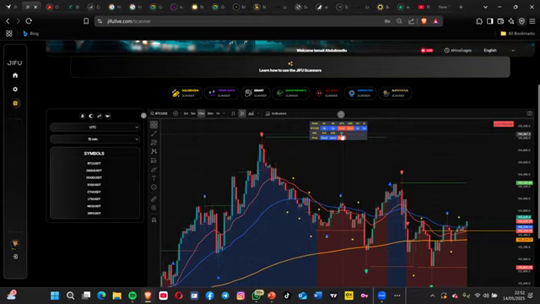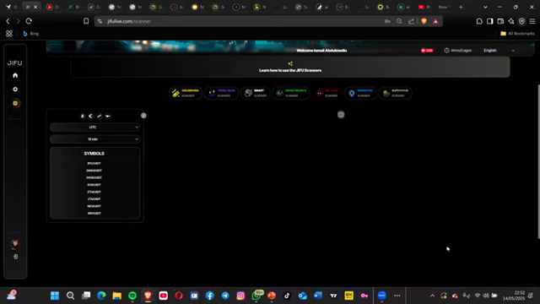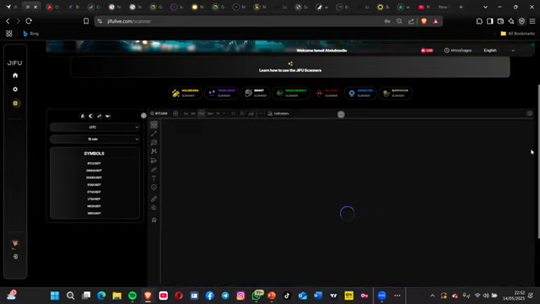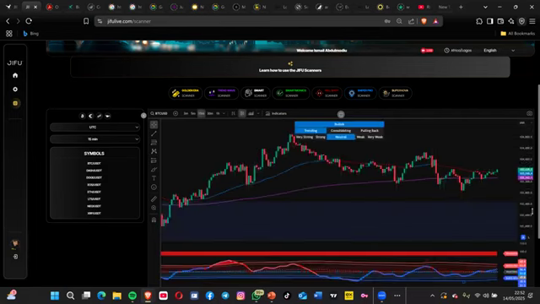You want to be sure whether this is a pullback or it's actually a trend. How do you know that? You go to Sniper Pro. Do you see the combination now?